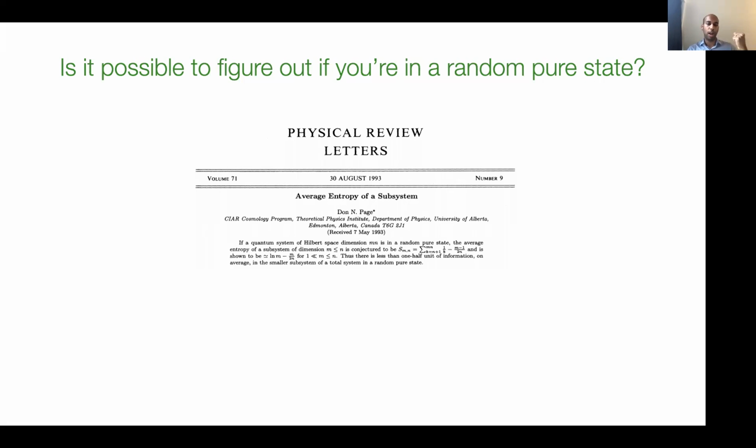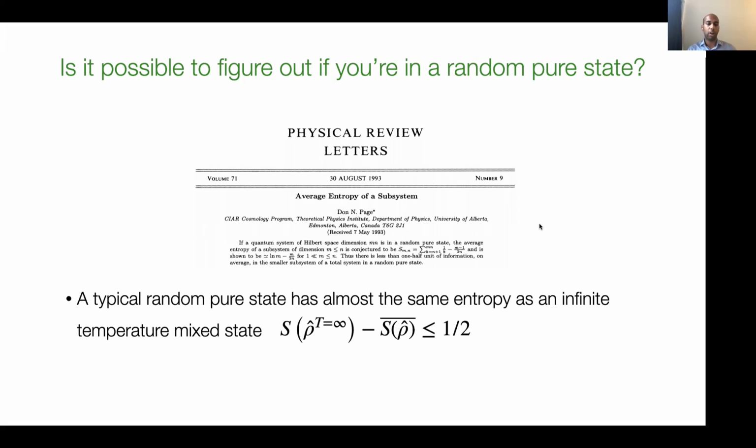For that, one measure is calculating the entanglement entropy of a random state versus the entanglement entropy of an infinite temperature mixed state. And Page found 3 decades ago that it is almost the same. There is less than half a unit of information to tell you whether you're in a random pure state versus the infinite temperature mixed state.